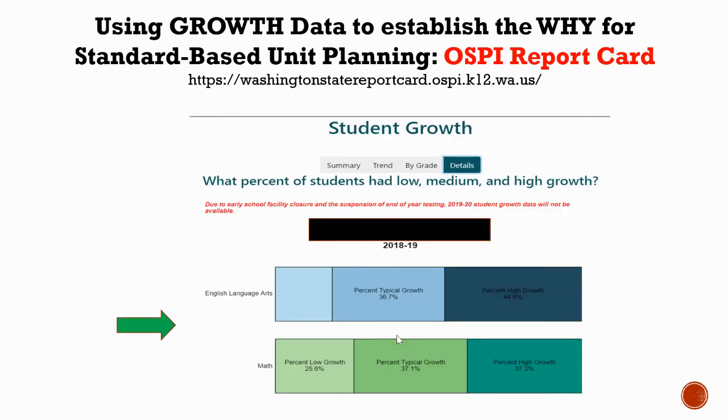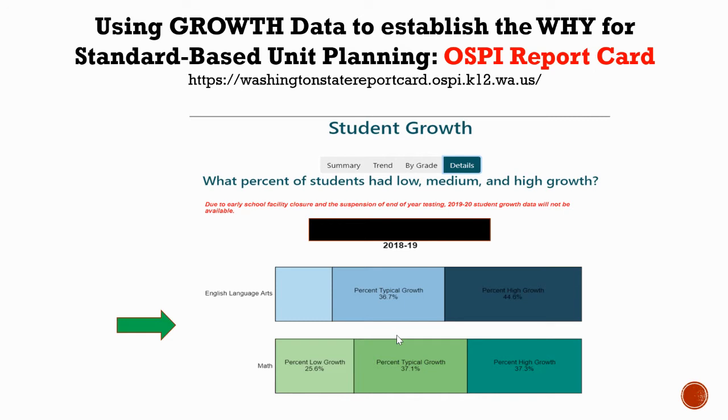Now return to the left-hand side data sources and, scrolling up the page, find student growth. Again, pause at any time to use handout number 5 at your own pace. When you reach student growth, click on the tab Details. What percentage of your students have low growth, average growth, high growth? Remember, this is about growth, not proficiency.